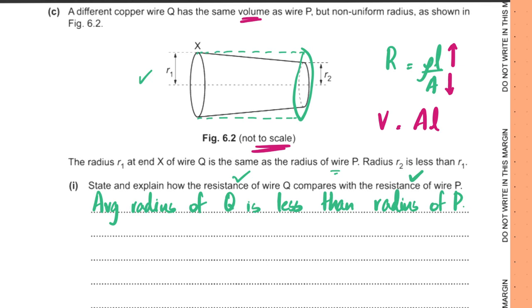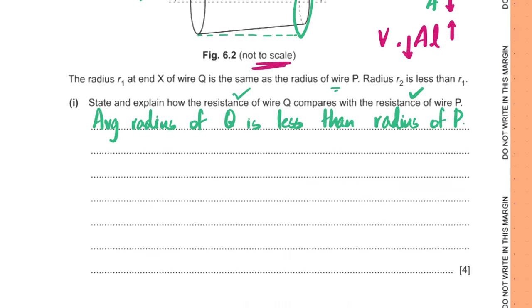It's just showing you the shape of the cross section. So if the area of Q is less because of the radius being less, then its length must be more. So length is more, area is less. All of this causes the resistance to be more, right? So this is what I need to explain now.